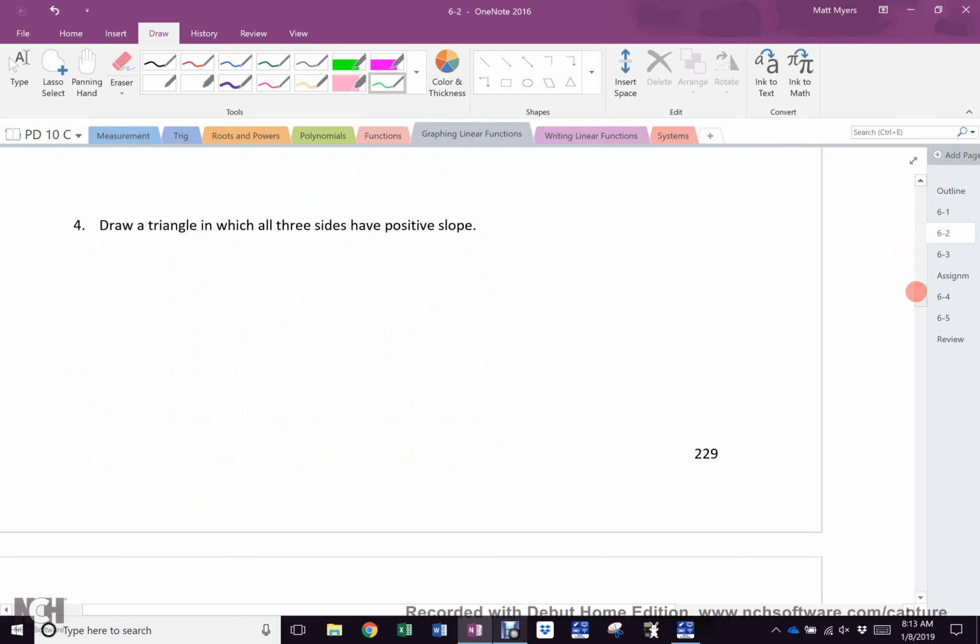Okay, so you have to prove to me you understand this. Go ahead, take 30 seconds. Draw me a triangle in which all 3 sides have a positive slope. You remember what the direction of positive slope leans? Try to draw me a triangle where they all are positive.